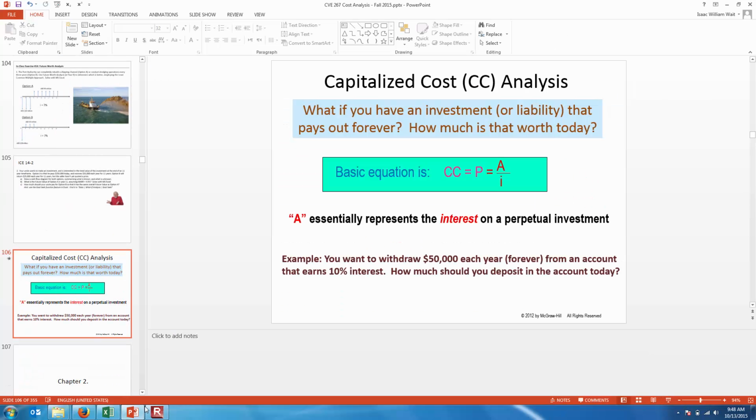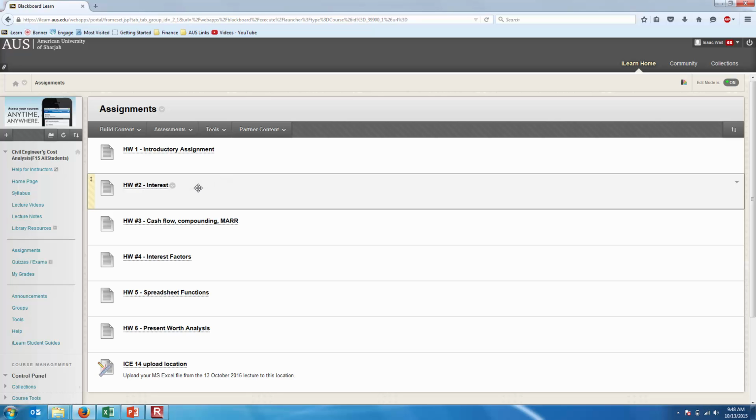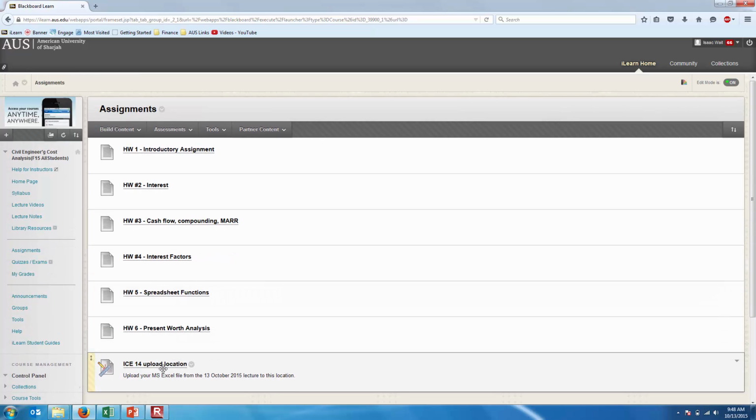Before you leave, you need to submit your in-class exercise on Excel, and also I want to collect the papers. So please put the papers on the chair, but to submit the Excel file, go to our class page on iLearn, and then you'll find this place called In-Class Exercise 14 Upload Location. Upload your file, and I'll take a look at it as I'm going through the grades.